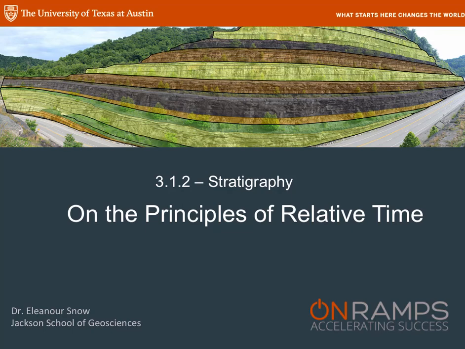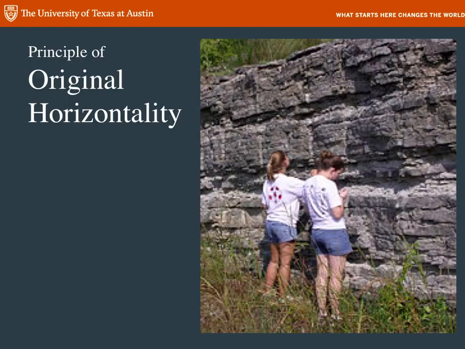Today we're going to talk about relative time, and we're going to learn the stratigraphic principles that help us figure that out. So what is relative time? It has to do with the order that things are in. For example, Bob is older than Joe and younger than Harry. We don't know how old Bob and Joe and Harry are, but we know the order in which they were born. That's what relative time addresses.